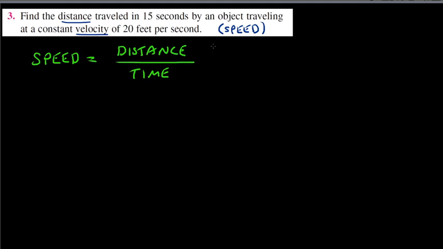Because remember, velocity can be positive or negative. But here the velocity is positive, and when you're talking about distance, it will always be positive. So I'm going to use the word speed here. Hopefully you know what speed is. It's just the distance you travel divided by the amount of time it takes to travel that distance. So speed is just distance divided by time. Or, since we're looking for distance in this case, if you multiply both sides by the time, we get that distance is just speed times time.